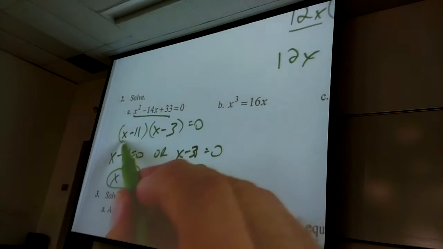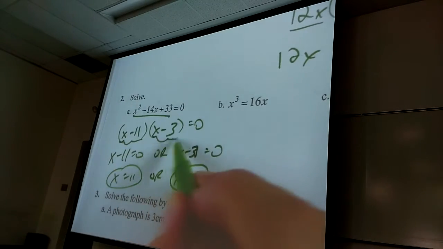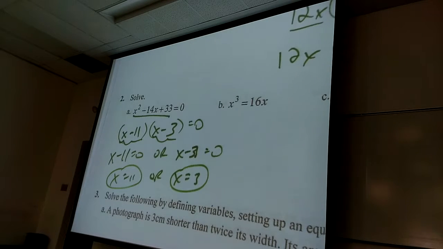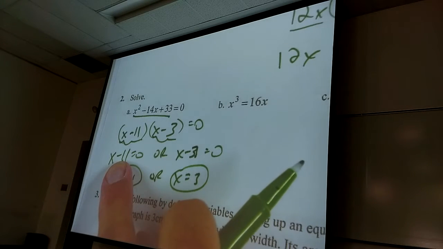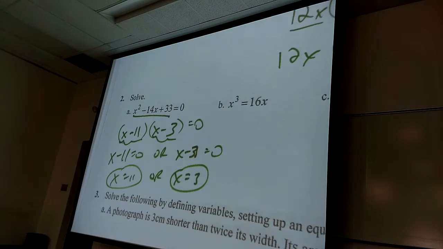Whatever x is, this is a number. Whatever x is, this is a number. If I got 2 numbers multiplied to 0, one of them's got to be 0. So either the first one's 0, or the second one's 0. And then you solve what you end up with when you write those down.